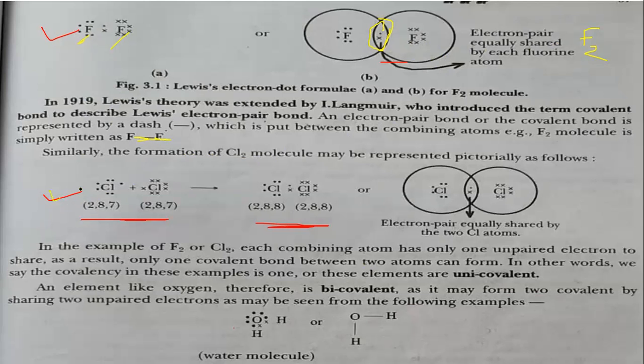Similarly here, if you see, this chlorine is having 7 outermost shell electrons. They share one electron with another chlorine, and see how in a beautiful manner they came together. Now they are stable, their energy is decreased, and they are in the stable state. This is univalent, because only one bond is formed.